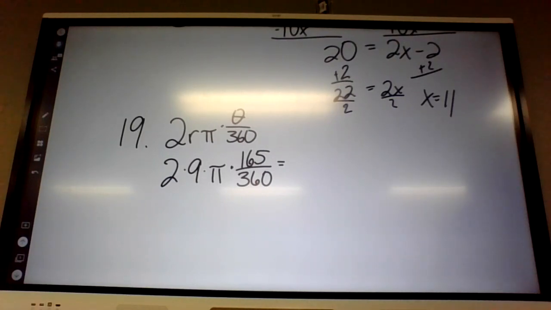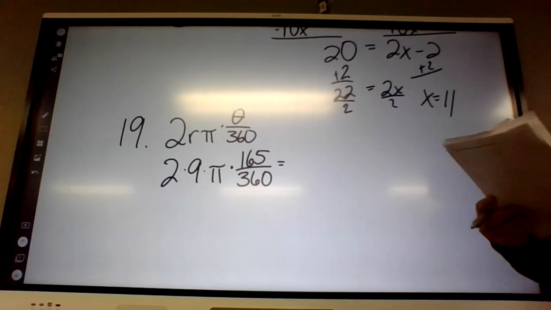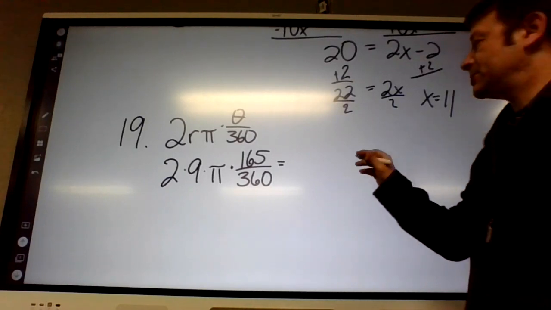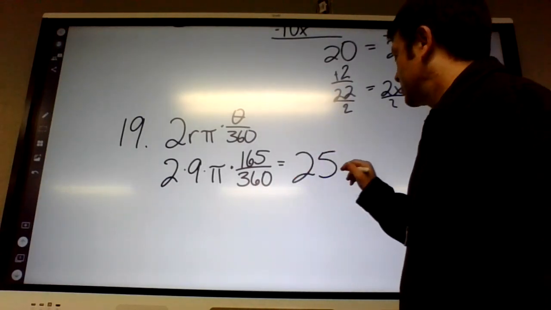Tell me what you got. 25.9. Got the answer sheet here. Yeah, I should have got 25.9. Tenths place is the first decimal place.